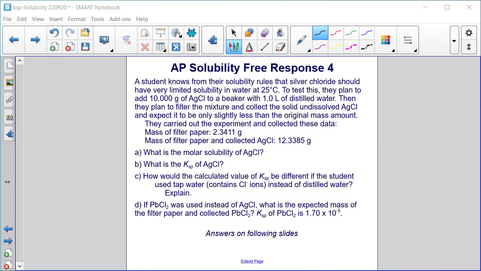Mass of filter paper, 2.3411 grams. Mass of filter paper and collected silver chloride, 12.3385 grams. A. What is the molar solubility of silver chloride? B. What is the Ksp of silver chloride? C. How would the calculated value of Ksp be different if the student used tap water, which contains chloride ions, instead of distilled water? Explain. D. If lead chloride was used instead of silver chloride, what is the expected mass of the filter paper and collected lead chloride if the Ksp of lead chloride is 1.7 times 10 to the minus 5?